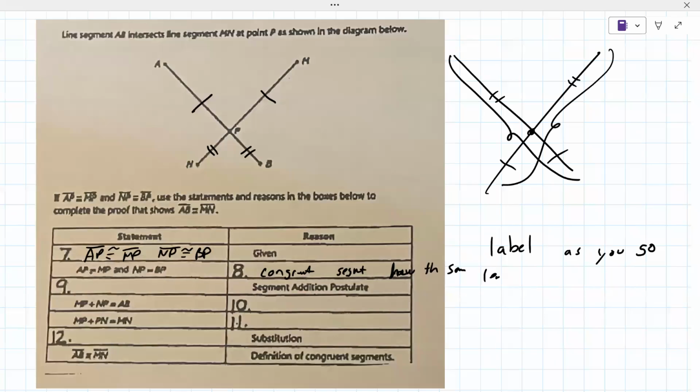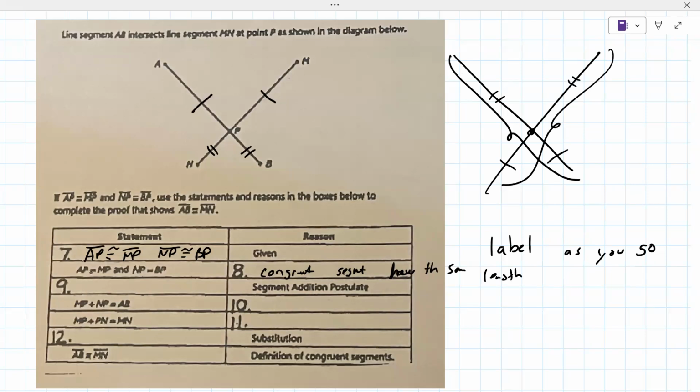You can also use the same thing for angles. Congruent angles have the same angle measure, and congruent arcs have the same angle measure. It's like two baseball bats that are exactly the same. You could say they're congruent, but do they have the same length? Yeah, they do.